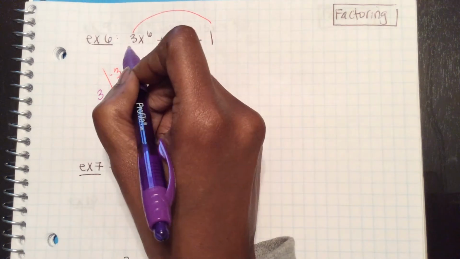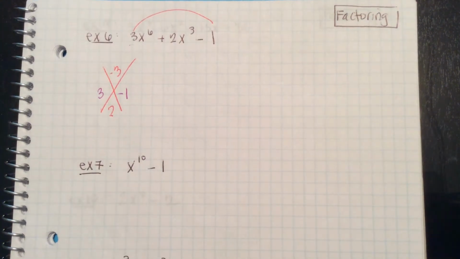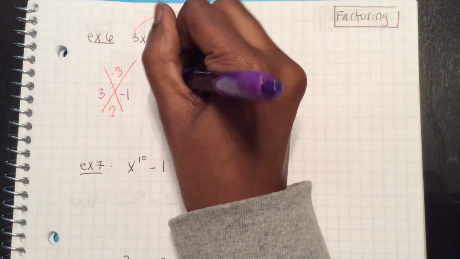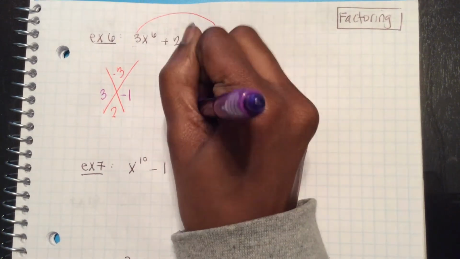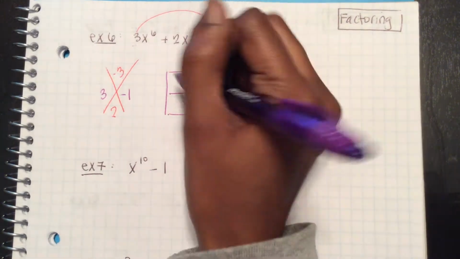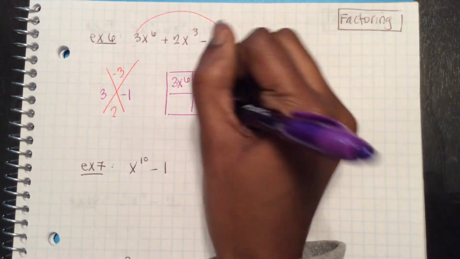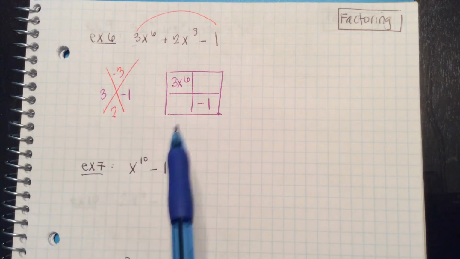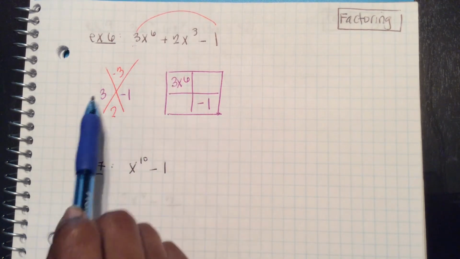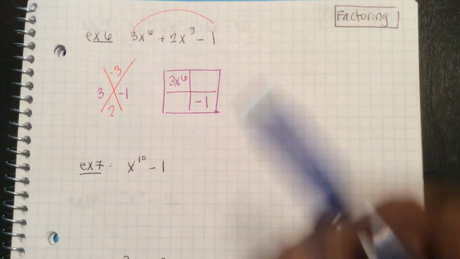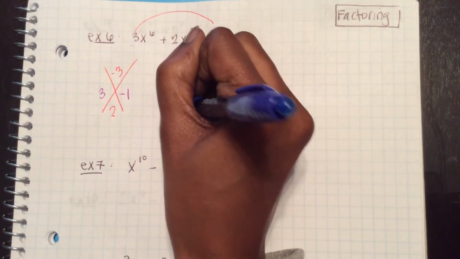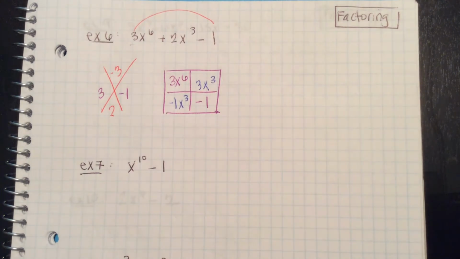So since my a value is not 1, I have to do my box here. So let me set that up. My first term is 3x to the 6th. My last term is -1. And now remember these two numbers with this term. So 3x to the 3rd minus 1x to the 3rd.